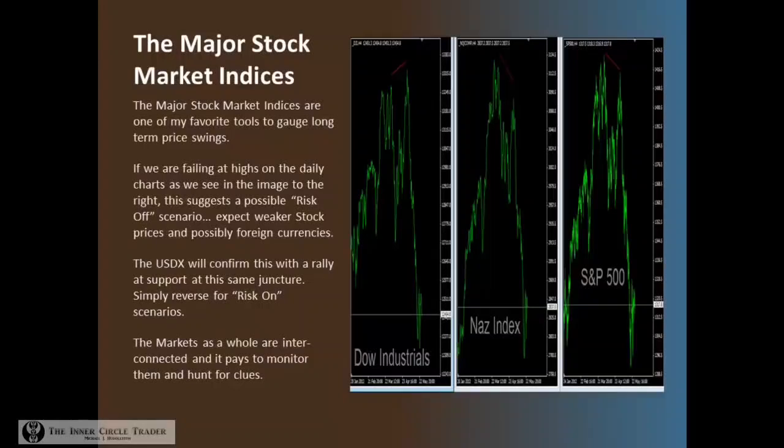Major stock market indices. The major stock market indices are one of my favorite tools to gauge long-term price swings. If we are failing at highs on the daily charts, as we see here in the image to the right, this suggests a possible risk-off scenario. Expect weaker stock prices and possibly foreign currencies. The US dollar index will confirm this with a rally at support at the same juncture. Simply reverse for risk-on scenarios. The markets as a whole are interconnected, and it pays to monitor them and hunt for clues.